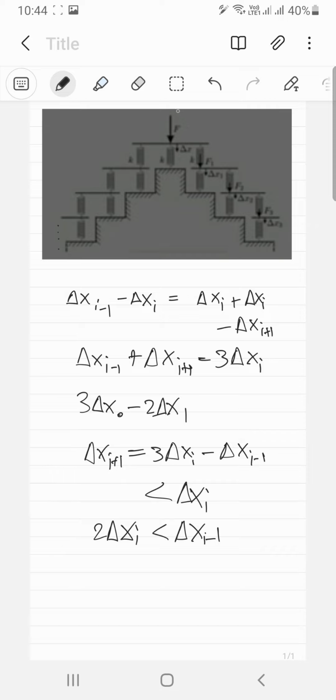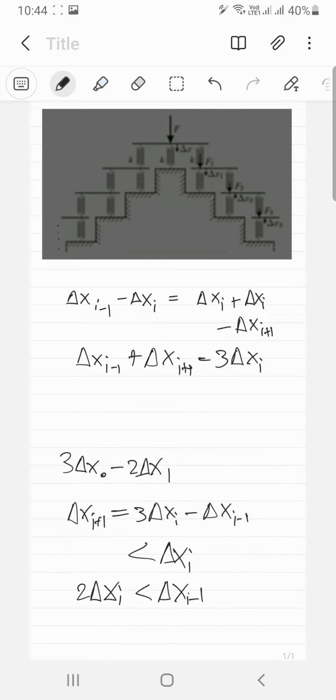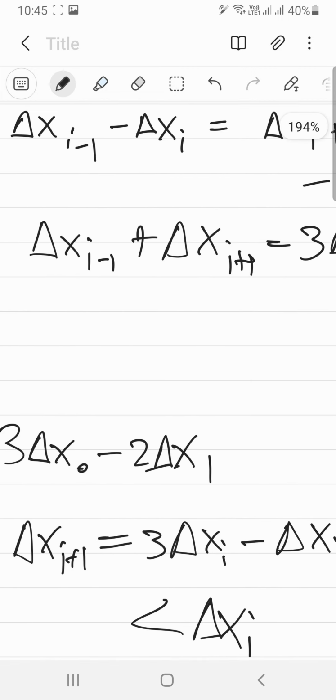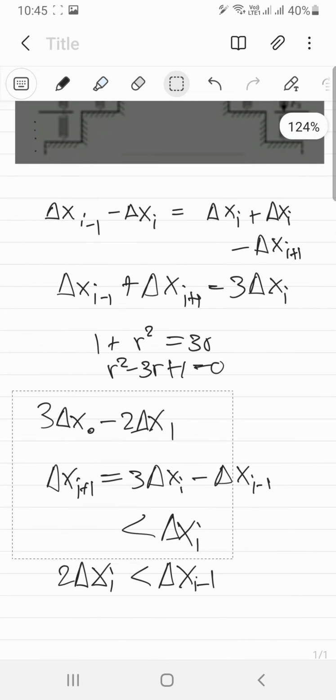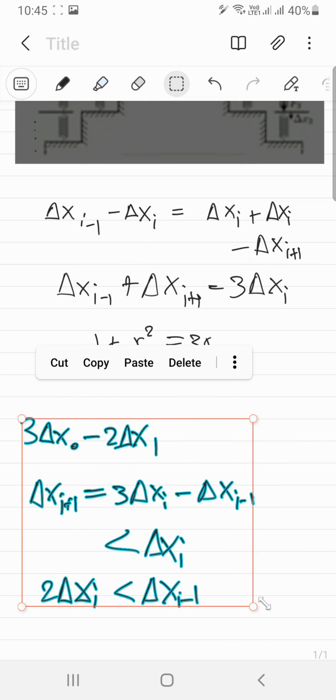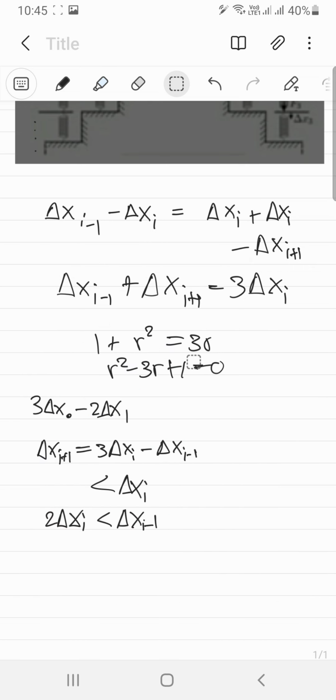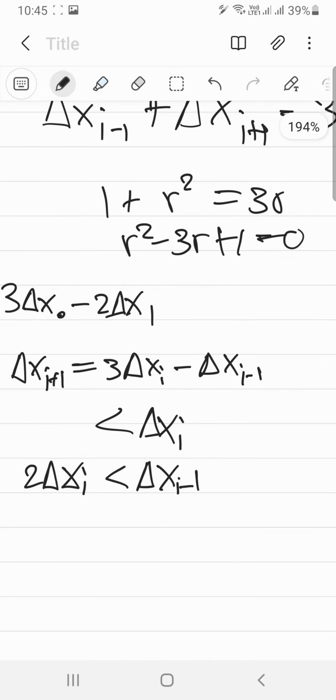Yeah, you'll just have to solve this. So let's do it. Let's solve this recursion. We'll have the characteristic polynomial equation for that, and that will be 1 plus r squared is equal to 3r. In other words, r squared minus 3r plus 1 is equal to 0. I don't think it has repeated roots, so you don't have to worry about multiplying by n and all that stuff, so no need for that.